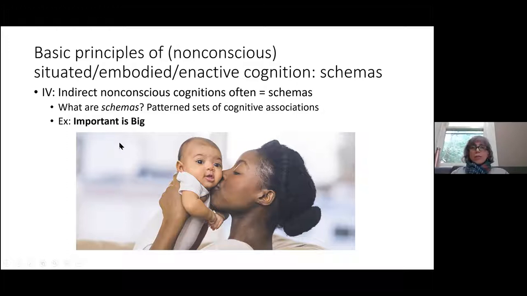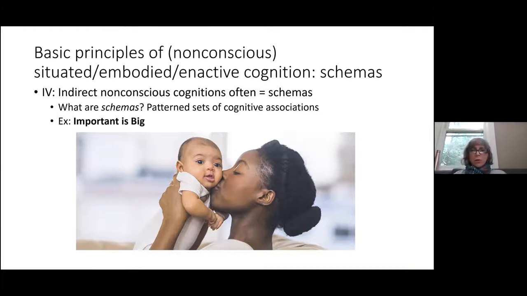But what are schemas? Schemas are patterned sets of cognitive associations that become neurologically instantiated. And then you rely on them not only in situations that mimic the original situation in which the cognition occurred, but analogically, to understand other things. So for example, the one I use in the book is important is big, just because it's such a simple example.